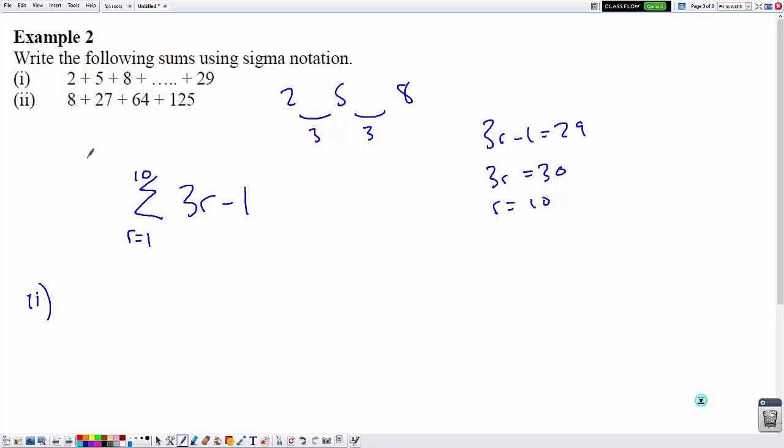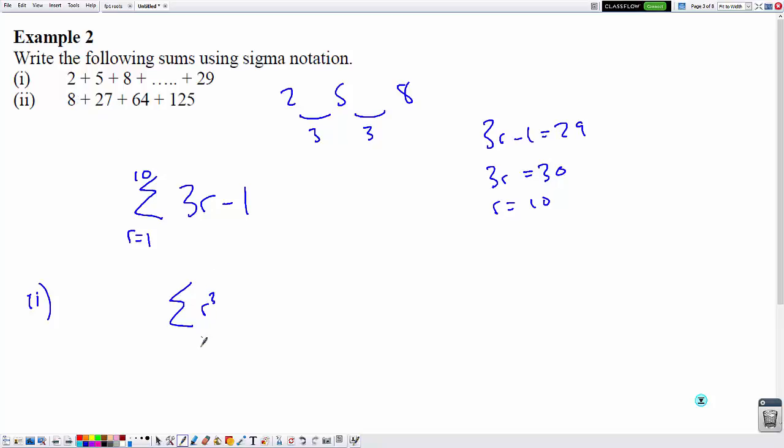What are these values? Okay, well, if I look at each of these, just by looking at them, what they look like to me are cubic numbers. This is 2 cubed, this is 3 cubed, this is 4 cubed, and this is 5 cubed. So it's going to be sigma r cubed. Now, what do I start off with? I don't start off with 1 cubed.